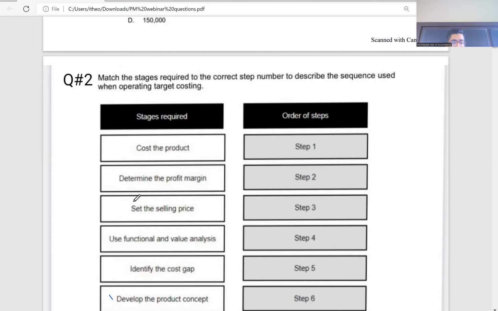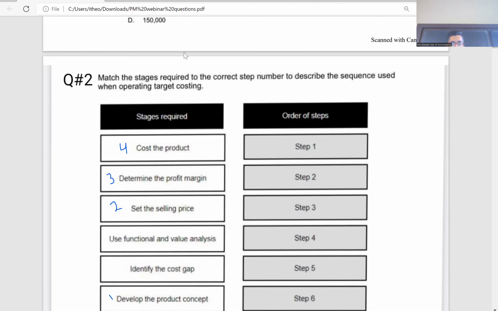After developing the concept, what should you do? Set the selling price. Okay. Then what does target costing say? Determine the profit margin. Okay. When you set the selling price, deduct the profit margin, you get the target cost. Selling price less profit margin is the cost.